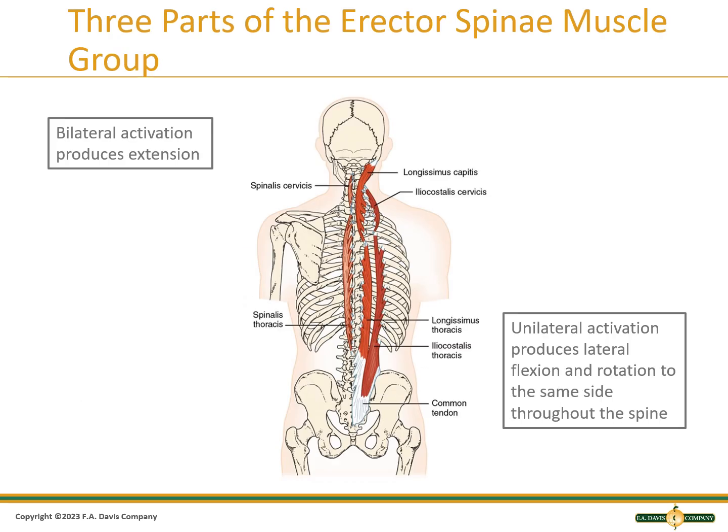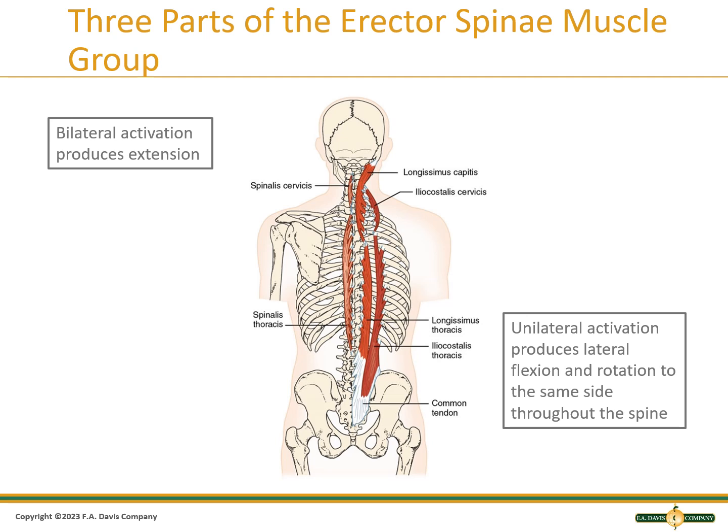Our erector spinae muscles run the length of our spinal column on the posterior aspect, and we've got three groups of them that are then named according to the region of the spine that they're in. Our spinalis group is going to be the most medially located group. Then moving laterally from there, we'll have our longissimus group, and then the most lateral of the erector spinae muscles is going to be our iliocostalis muscles.